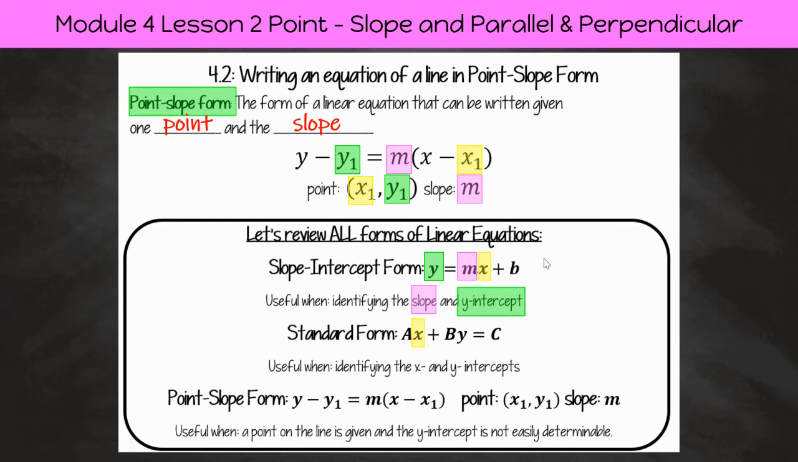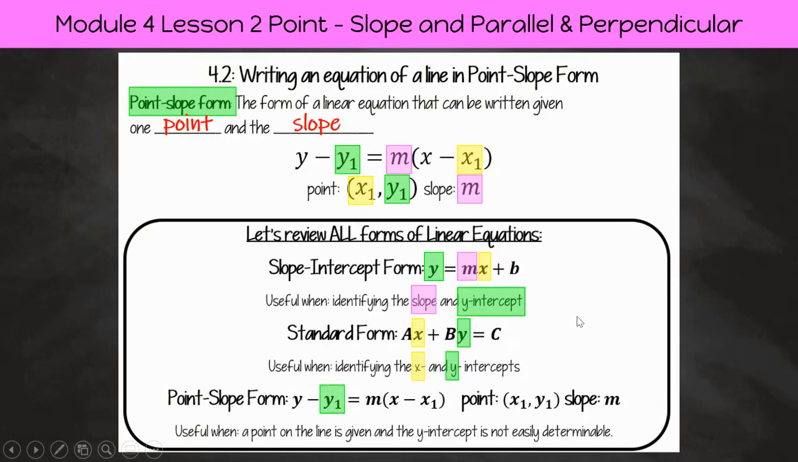Then we have standard form, and standard form is ax plus by equals c. So this is useful when we're identifying the x and y intercepts. Back in module 3, we had to learn how to graph from our intercepts. And if we were given an equation in standard form like this, it was easy to plug in 0 for our x or 0 for our y, and then find our intercept simply by dividing.